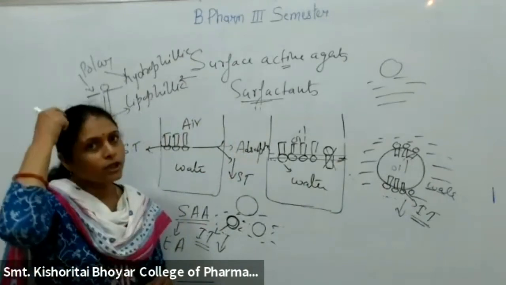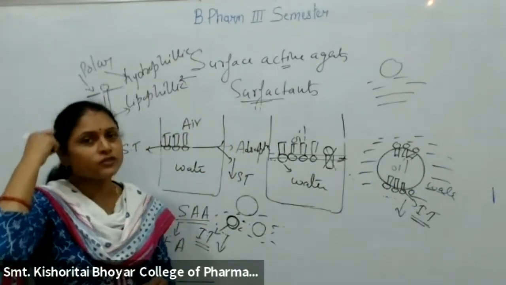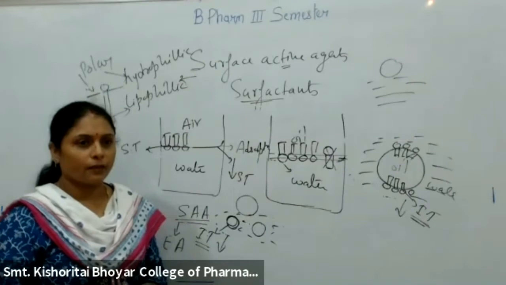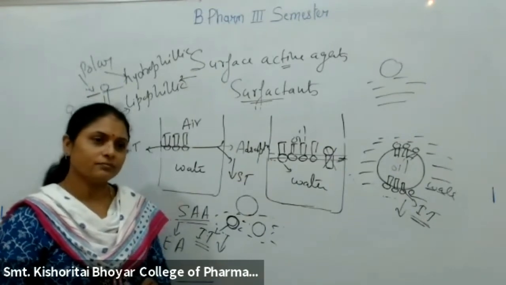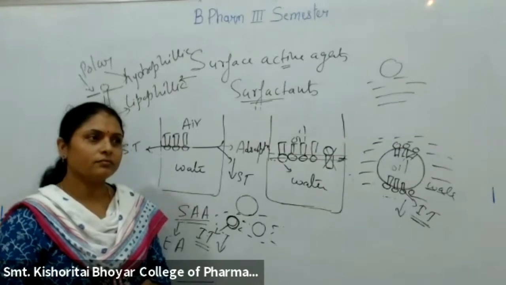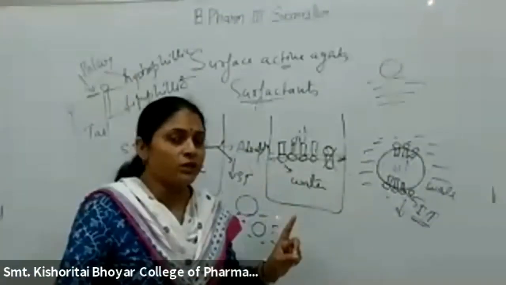This is all about the emulsion, or the function of the surface active agent. Ma'am, is it necessary to increase the temperature to form proper globules, or will adding only surface active agents get the work done? See, now we are talking about the different factors. You are asking me about the different factors. One is the surface active agent.